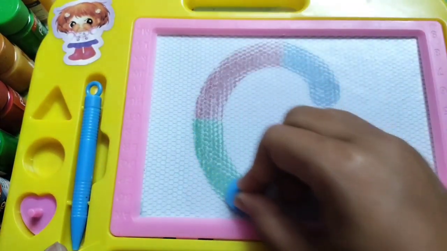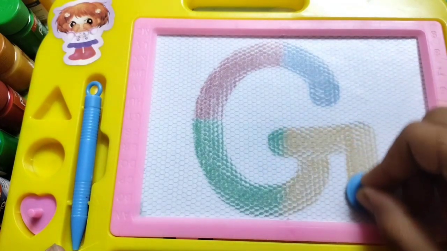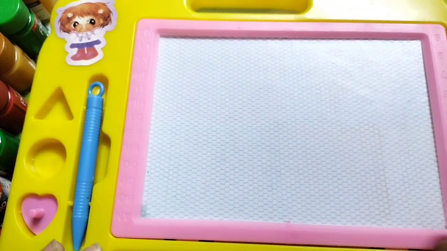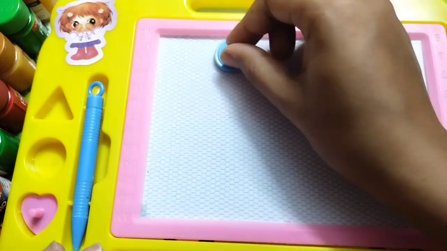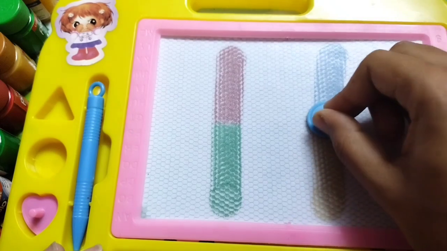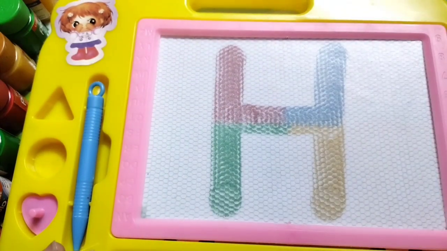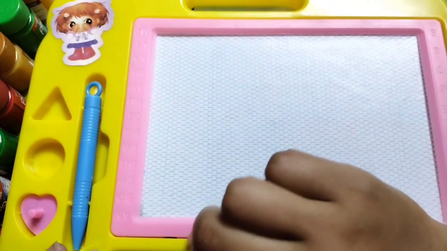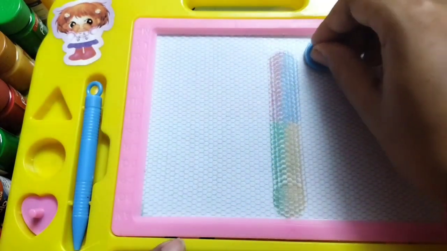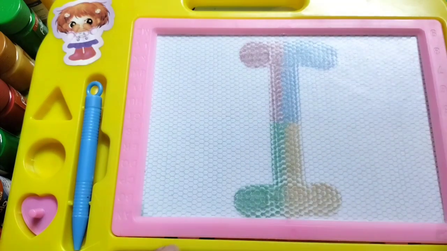Write a big curve and then a small sleeping line and a small standing line, and this is G. One standing line, another standing line, and join this with a sleeping line, and this is H. One standing line and two sleeping lines, and this is I.